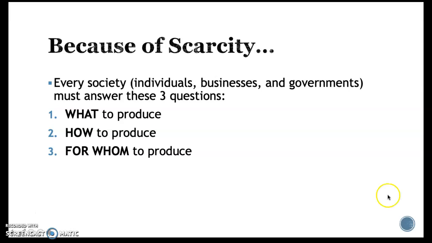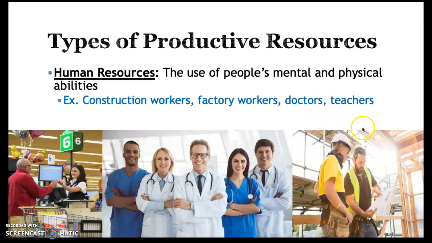Now, we sort of looked at number 3 last week when we looked at the different allocation methods. Today, we're really going to focus on 1 and 2. What is going to be produced and how will those goods and services be produced? So, in order to understand what goods are produced and how to produce them, we need to look at 4 different types of productive resources.